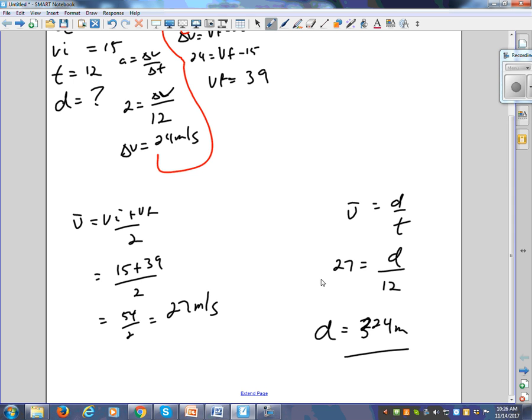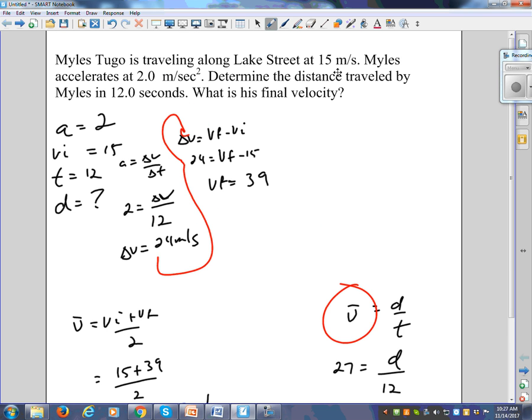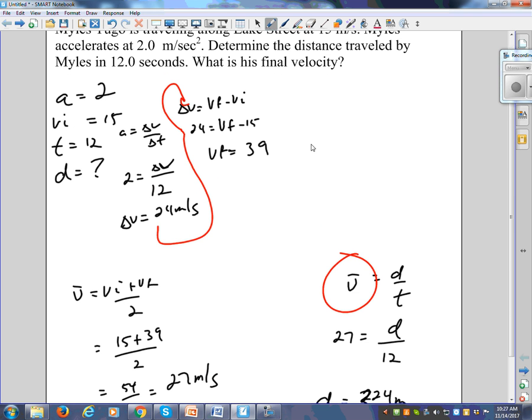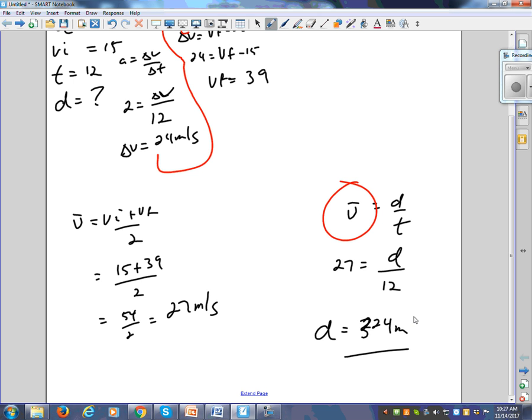The key thing is to recognize that you do not have the average velocity. If you just go ahead and plug in 15 times 12, you've only done one step. You're going to get 1 out of 4. Okay? Make sure that when you use average velocity, that is actually something that you can use.